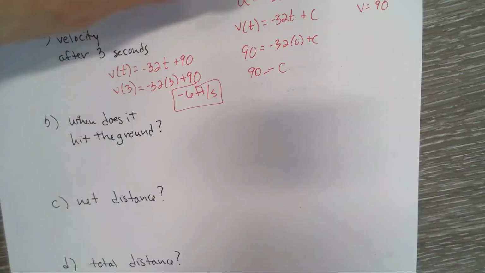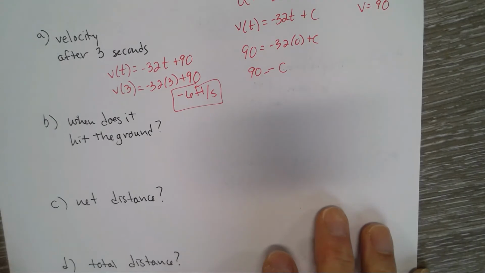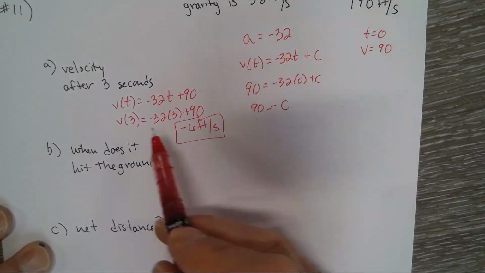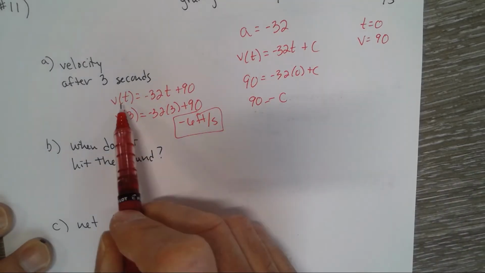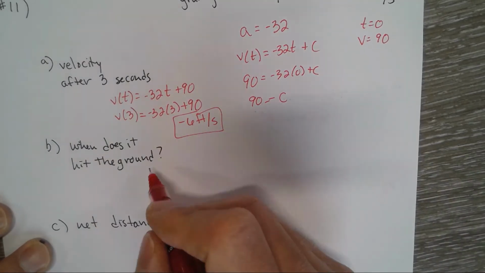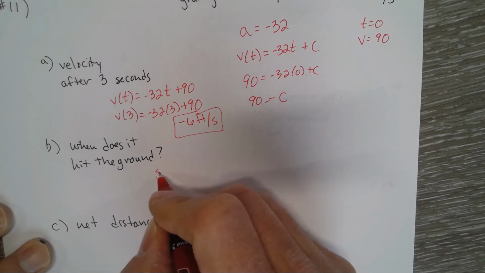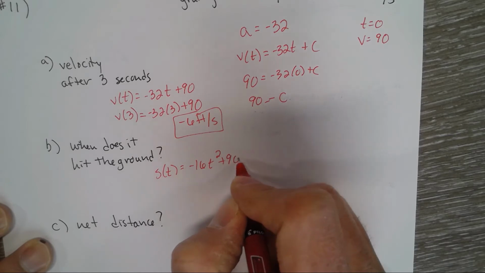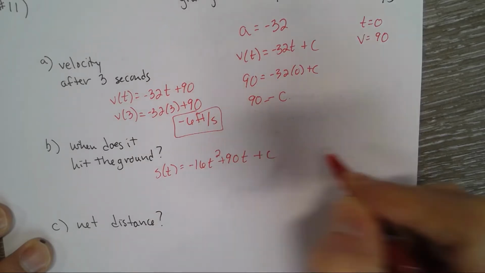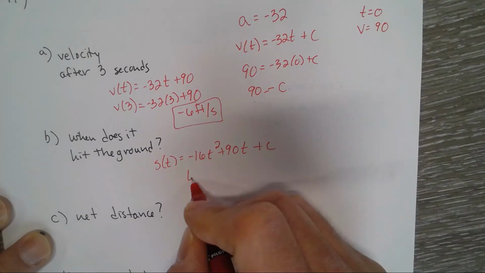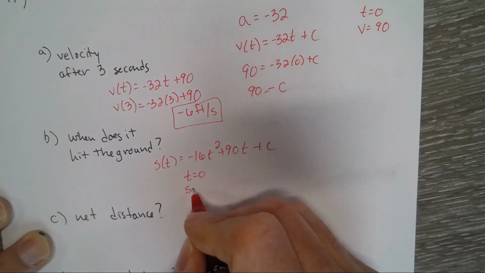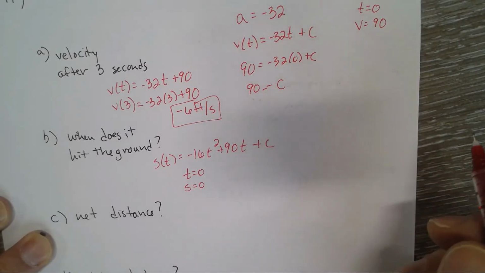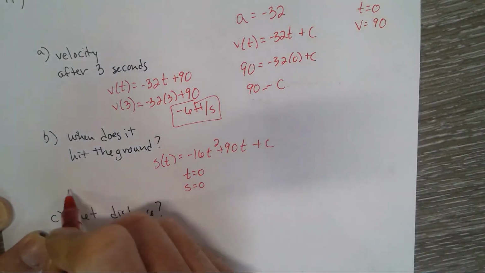Part B, when does it hit the ground? So we know it hits the ground when its height or position is 0, and we don't have a position or a height equation yet, so finding an antiderivative of v, call it s of t, equals negative 16t squared plus 90t plus c. And our initial value is when time is 0, our position is 0, so then c is going to end up being 0.